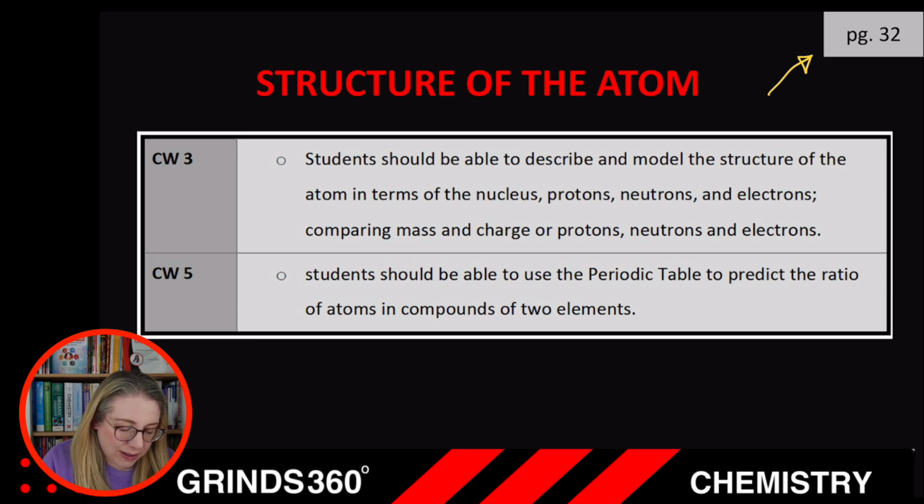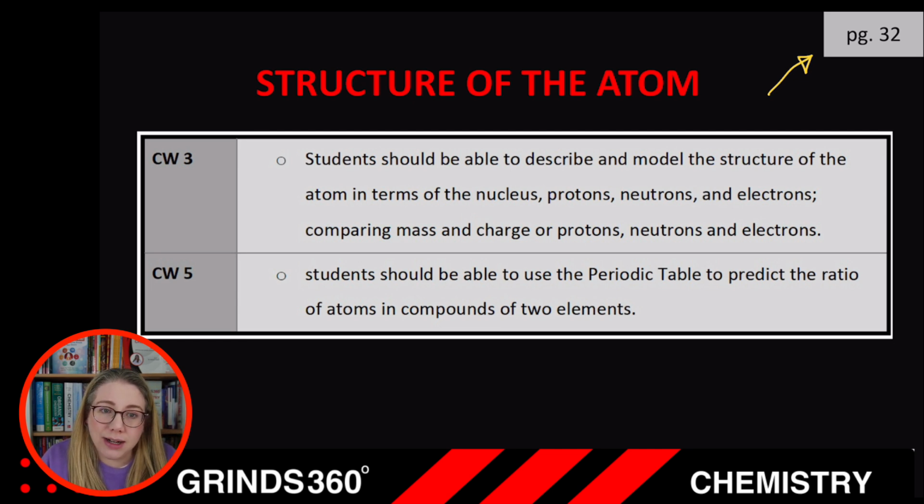So if we look at the first one, students should be able to describe and model the structure of the atom. So that's basically tell me where the subatomic particles are and what they are doing. So in terms of the nucleus, protons, neutrons, and electrons. You need to know that protons and neutrons are in the nucleus and electrons go around the nucleus. And you should be able to compare mass, charge, etc. So that's the first thing we're going to look at today.